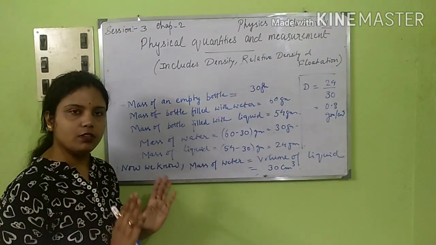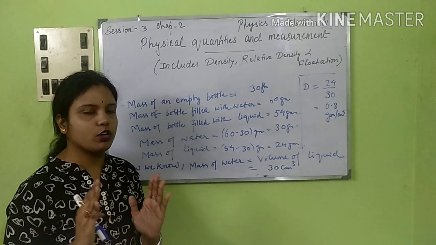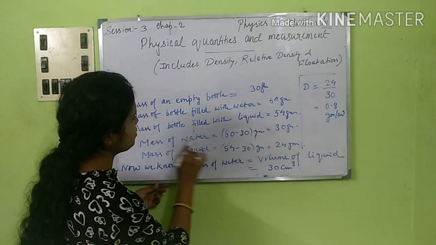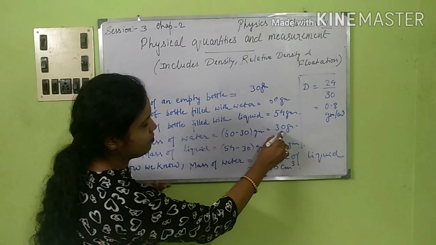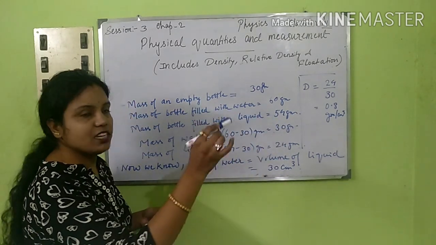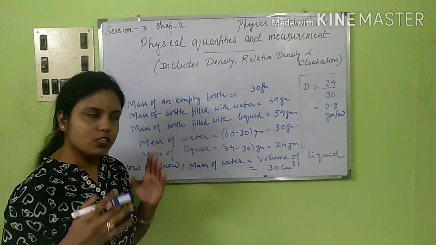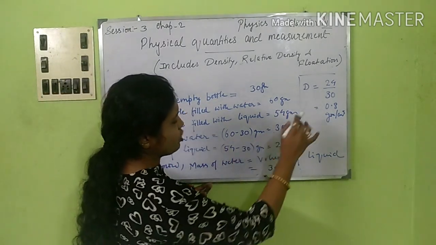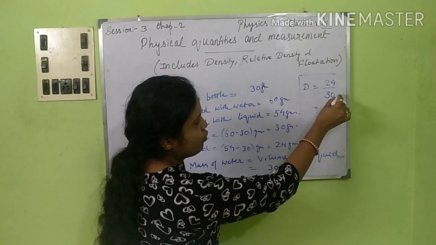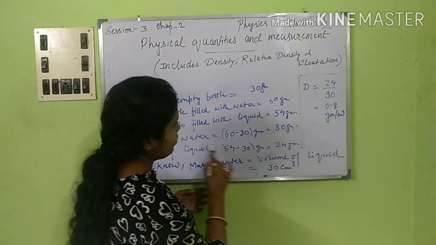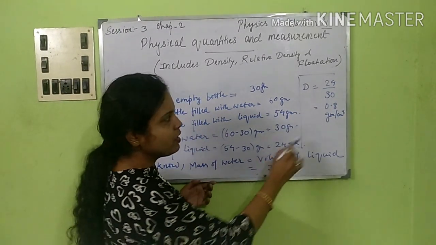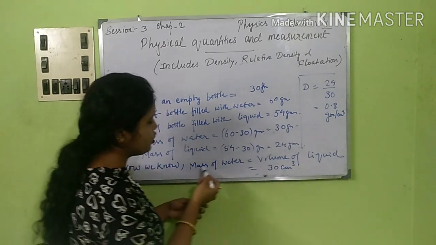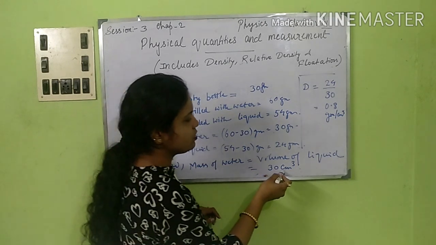Now we already know that the mass of the water in the density bottle will give you the volume of the liquid. That means the mass of the water, which is 30 gram, gives the volume of the liquid as 30 centimeter cube. So now just calculate the density of the liquid. That is the mass of the liquid by the volume of the liquid. The mass of the liquid we have got as 24 gram, and for calculating density we need the volume, which we are getting from the mass of the water, which is 30 centimeter cube.